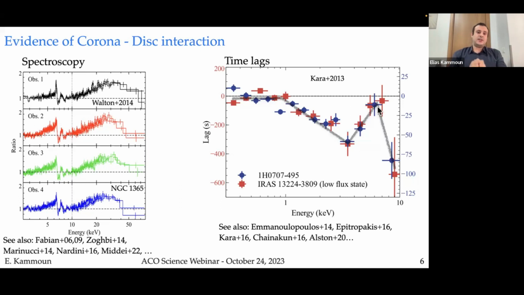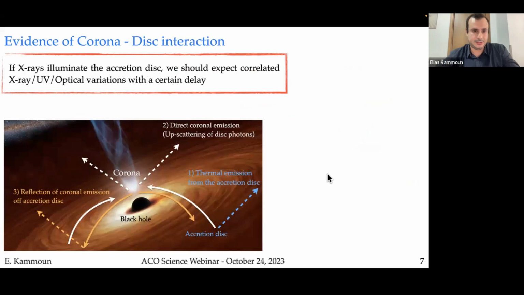So we already know that the corona and the disk are interacting. We know that most likely the X-ray corona is irradiating the accretion disk. So if the X-rays are illuminating the accretion disk, and we know that they are variable, practically we should expect to see a correlation between the X-rays, the UV, and the optical as the corona is irradiating the accretion disk, but of course with a certain delay.